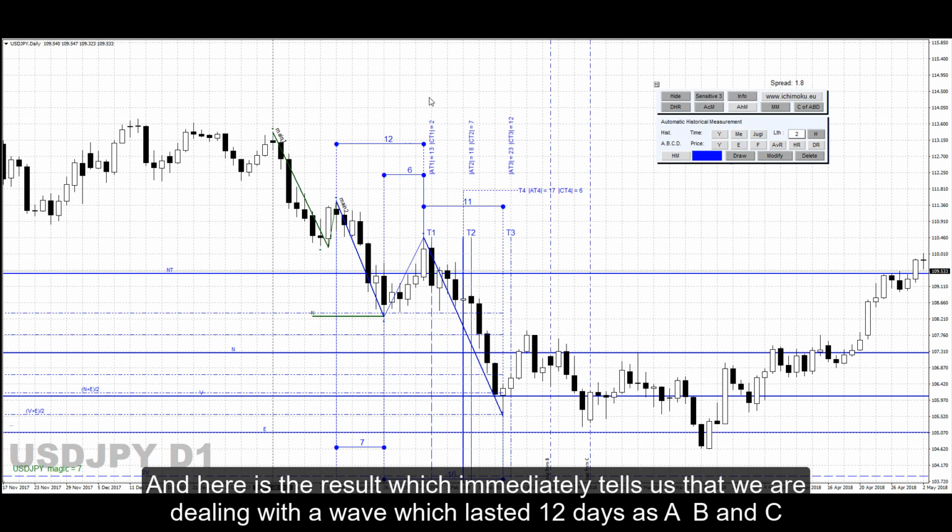And here is the result, which immediately tells us that we are dealing with a wave which lasted 12 days as A, B and C.